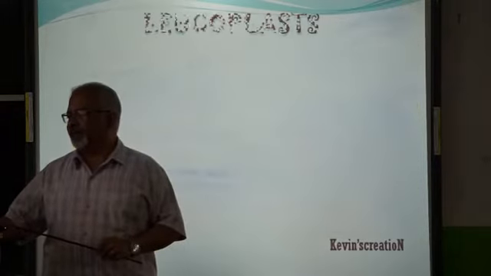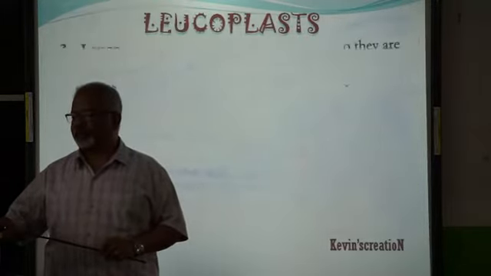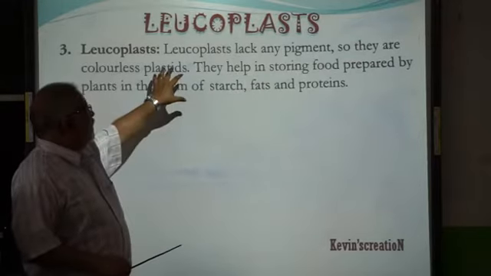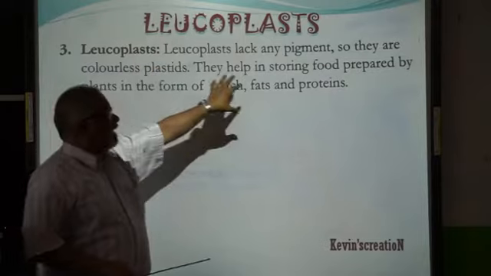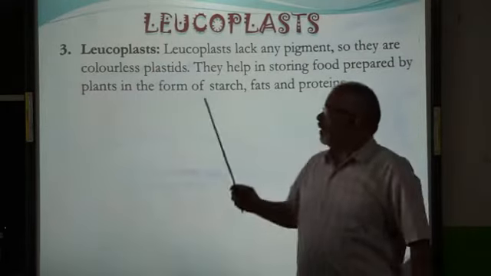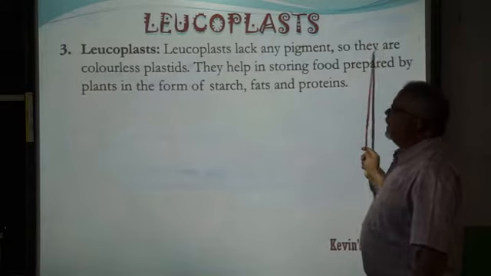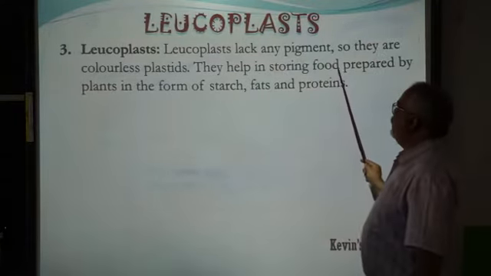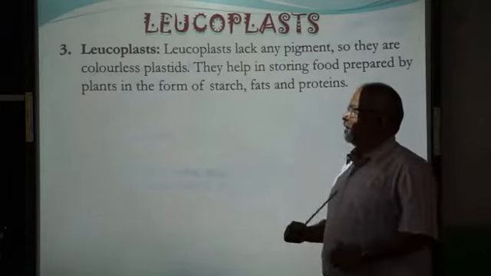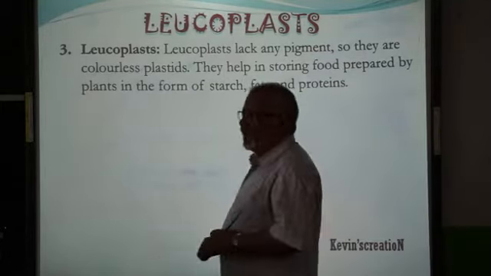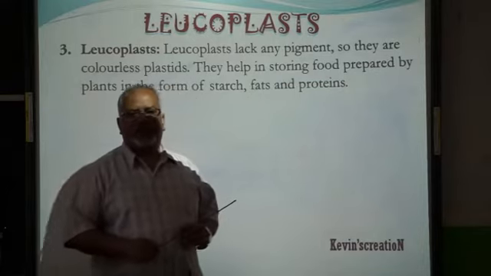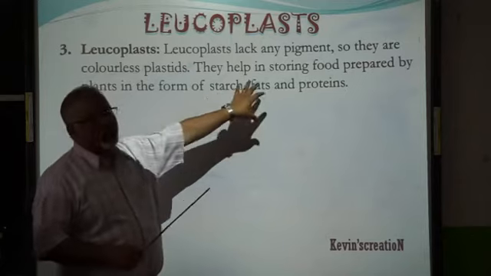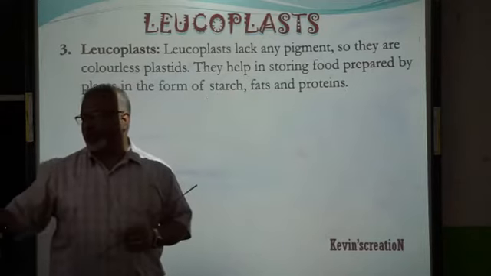And the last one, leucoplast. It's a colorless plastid. Leucoplasts lack any pigment, so colored pigments are not there. So they are colorless plastids. They help in storing food prepared by plants in the form of starch, fats and proteins. The only function it has is that it helps in storing food in the plant.